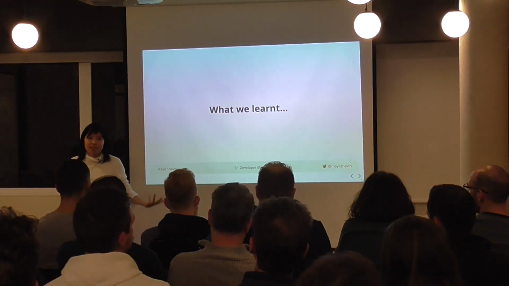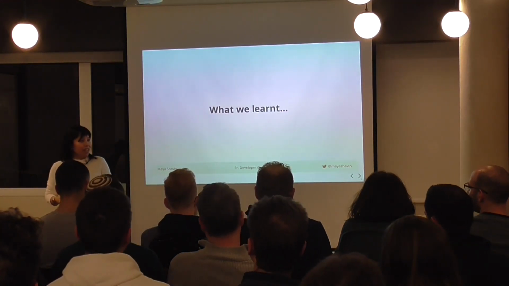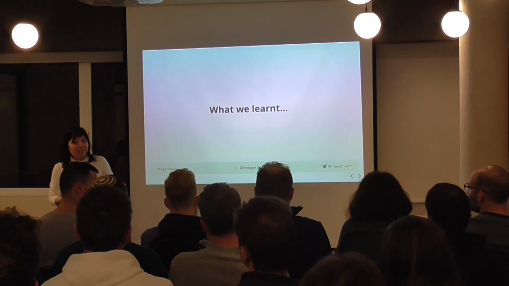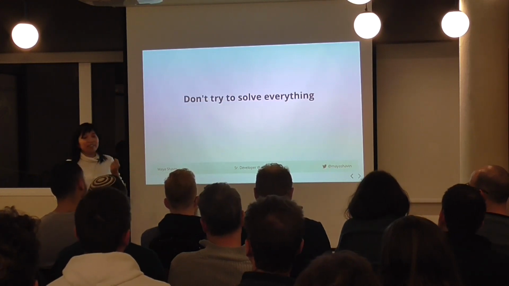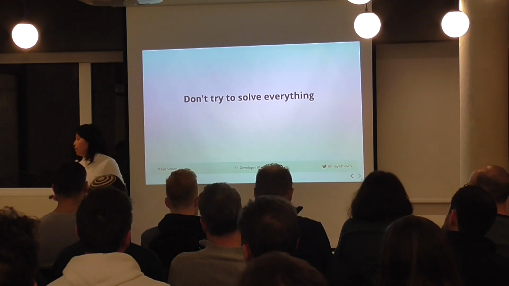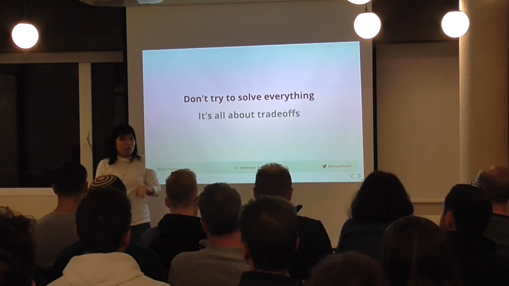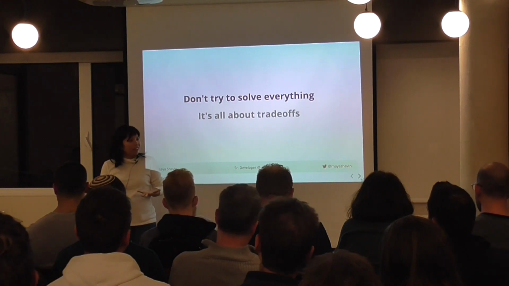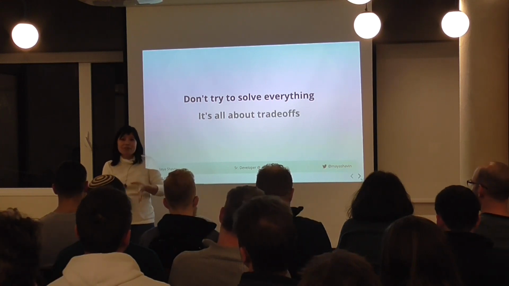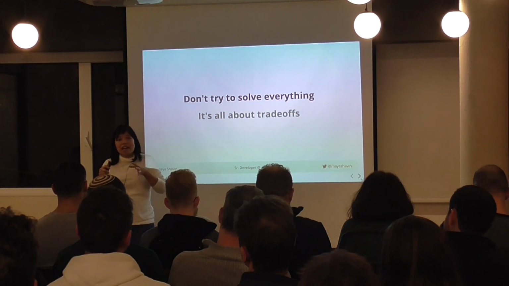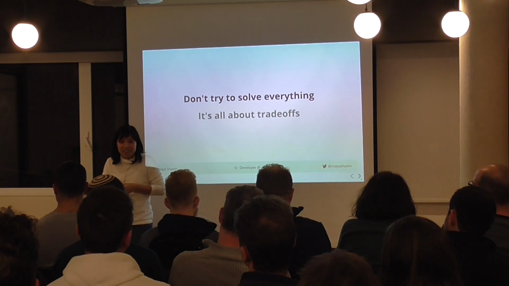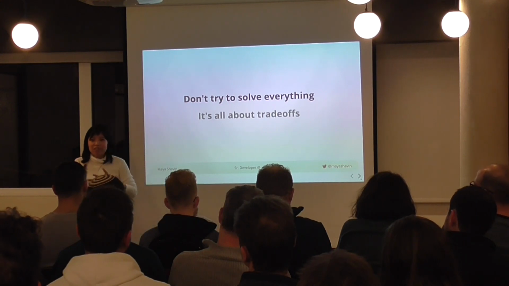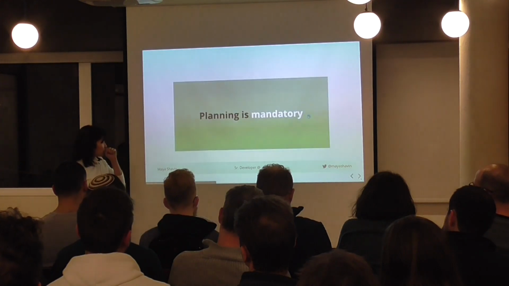So what we learned during the process, and how we build this kind of library. First, don't try to solve everything, because it's all about trade-off. You cannot satisfy everyone. Every user has their own demand, and even they don't know what they want. So you cannot satisfy everyone. So it has to be prioritized.